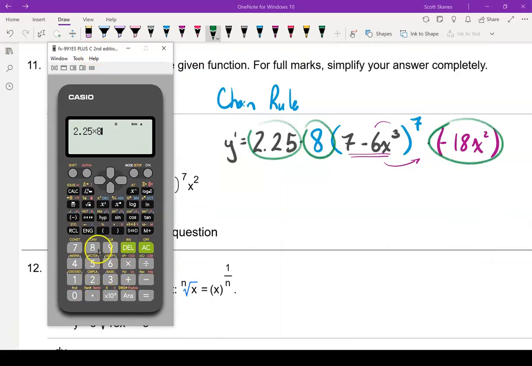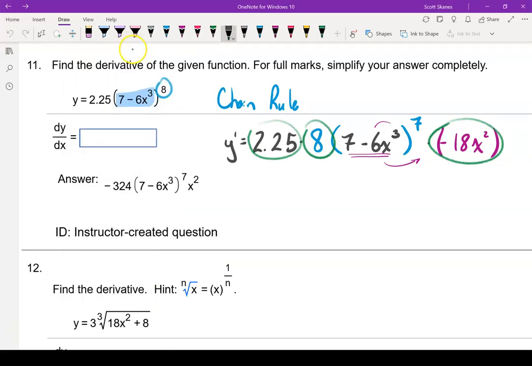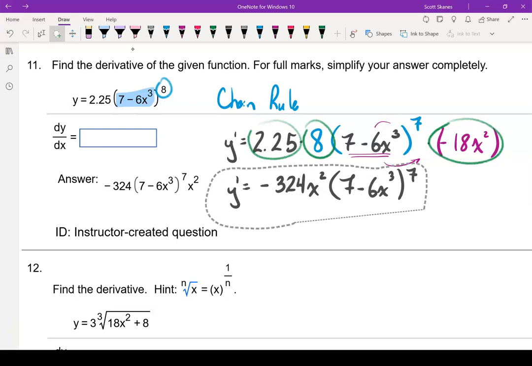2.28 times 8 times negative 18, negative 324. So y prime is negative 324 x squared, all over 7 minus 6x cubed to the power of 7. And that's our final answer here.